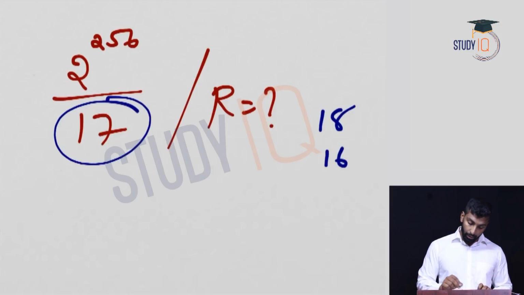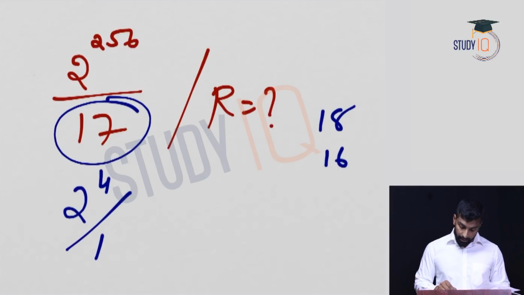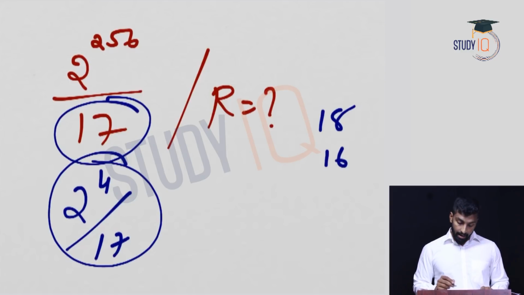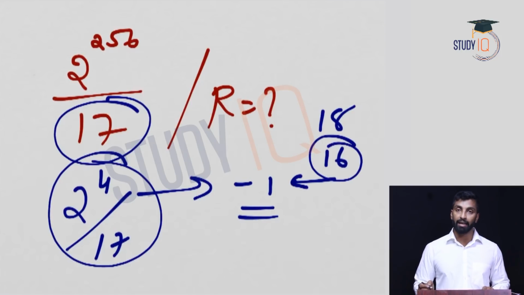Right? So I know 2 raised to 4 will give me 16, right? So here there is a scope of getting a minus 1 remainder. If you write 2 raised to 4 divided by 17, right? And then you will get the remainder for this as minus 1, right? Or the actual remainder is 16, but to make the calculation easier, we'll take it as minus 1, right?